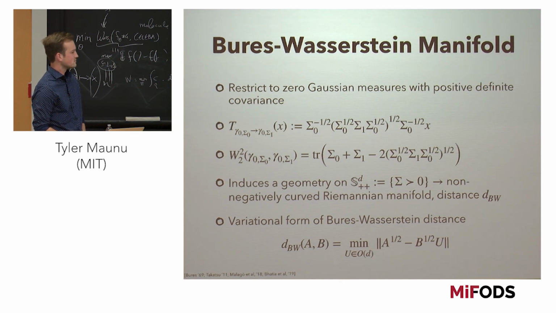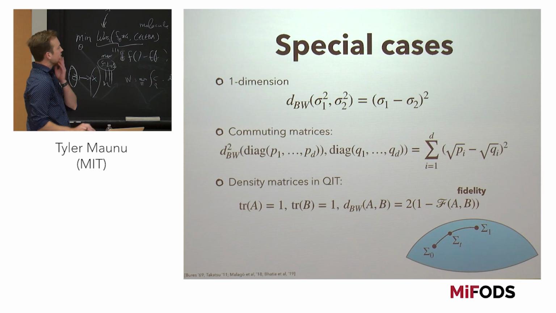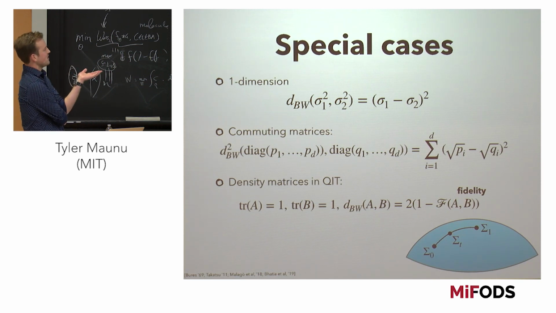So what exactly are we optimizing over? Is it all unitary matrices? Yes. If you want to think about some special cases of this, you can compute it in one dimension, and you get a nice distance between the variances. It's just the difference between standard deviations squared.